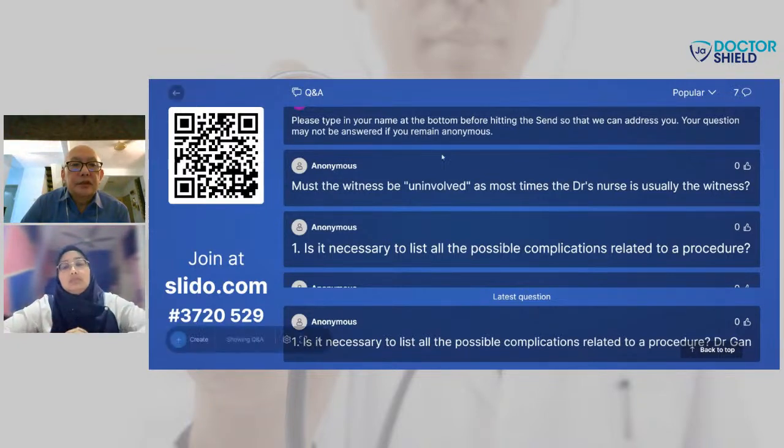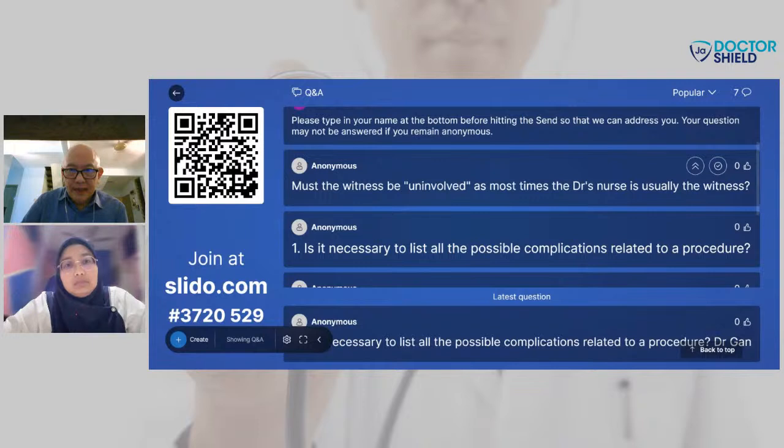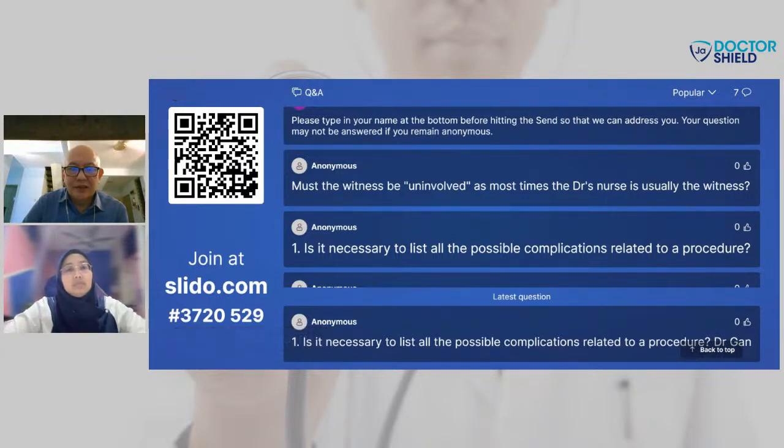So there's a first question from Anonymous. Must the witness be uninvolved? As most times the doctor's nurse is usually the witness. I guess what the person is asking is whether it's impartial or not part of the care team.